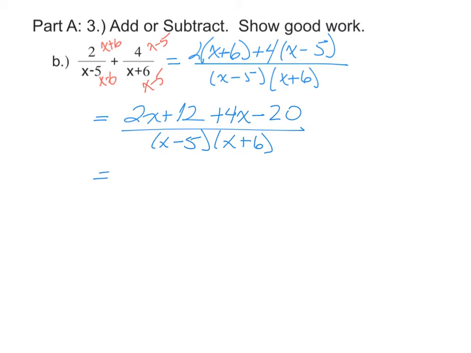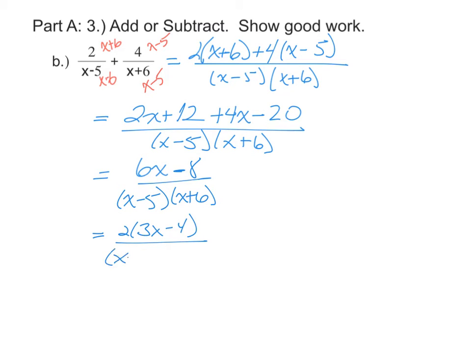Go ahead and combine like terms in the numerator. There are 2 x's over here and 4 x's over here, so I make 6 x's altogether. And when I look at my constant terms, I got plus 12 minus 20, and 12 minus 20 is negative 8. My denominator is still x minus 5 times x plus 6. You could try and factor the numerator. I know it's not going to go anywhere, but they are both even, so I could factor out a 2 and be left with 3x minus 4 over x minus 5 times x plus 6.